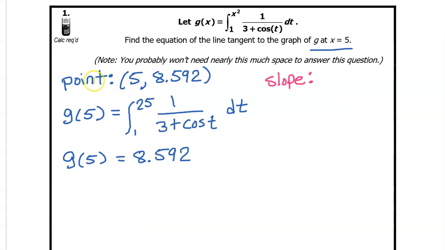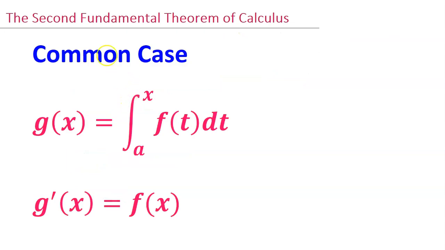With this y-coordinate, we now have the point that we need to write the equation of the tangent line. All we need now is the slope. So we need to find g prime at 5, because that will give us the slope. But first we need an expression for g prime of x. But how do you take the derivative of an integral defined function? The second fundamental theorem of calculus tells us how to take the derivative of an integral defined function.